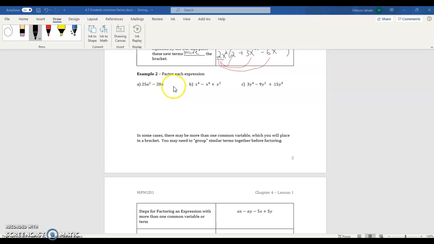This is part 2 of lesson 4.1. We're going to continue with the examples of factoring over here. So let's go with A. So let's take out the greatest common factor.